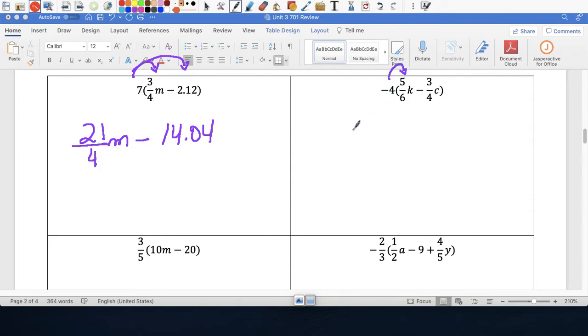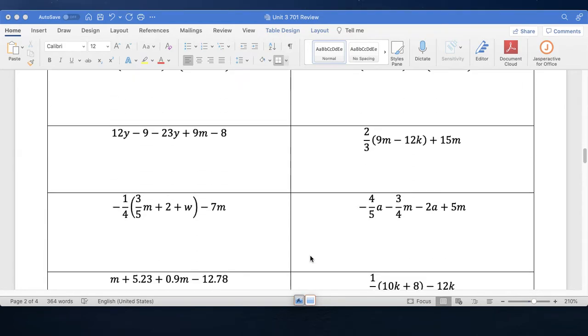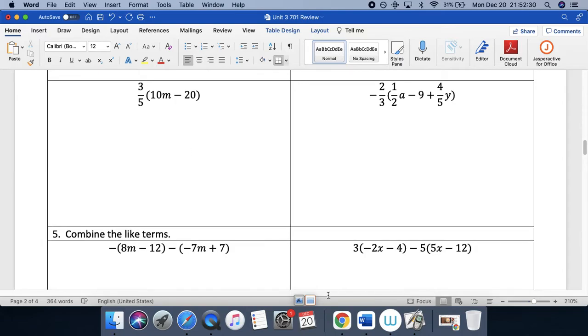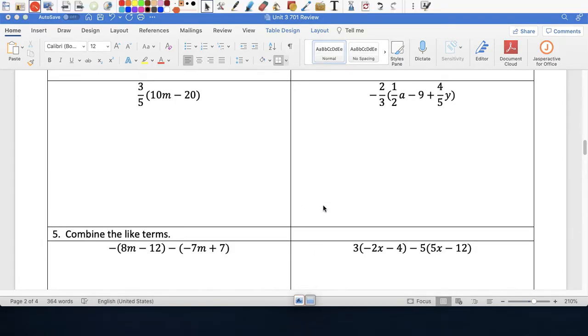These two multiply. So again, negative times a positive is a negative. And we're going to get 4 times 5 over 6. It's going to be 2 and 3. 10 over 3, simplified. Negative 4 times 3/4 is going to be positive 3c. Can I combine like terms? No. Again, be careful with your signs and don't forget your letters.